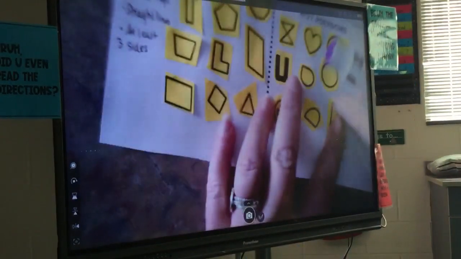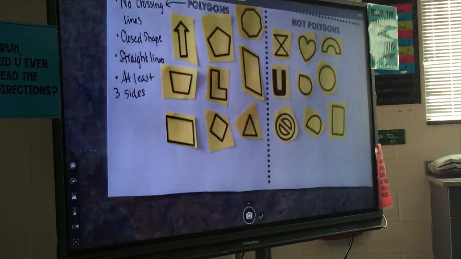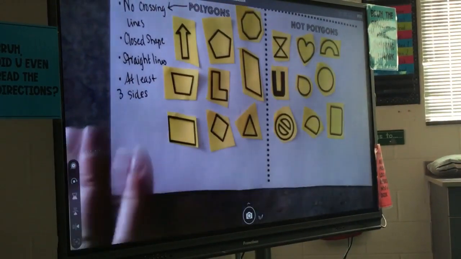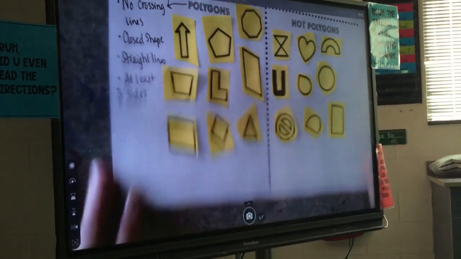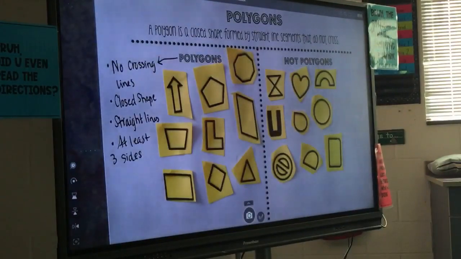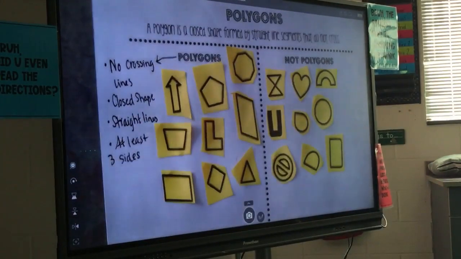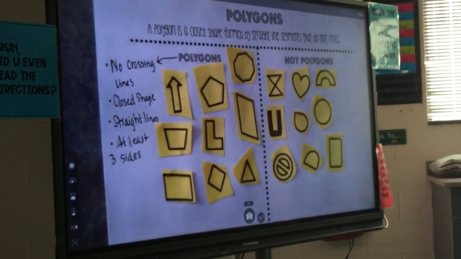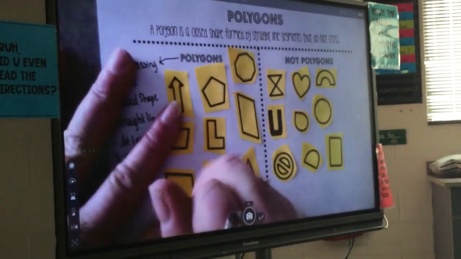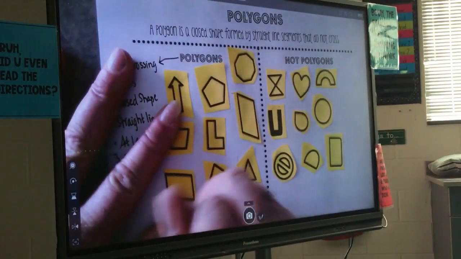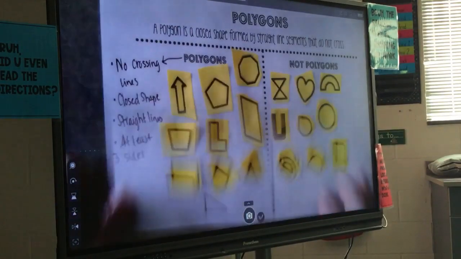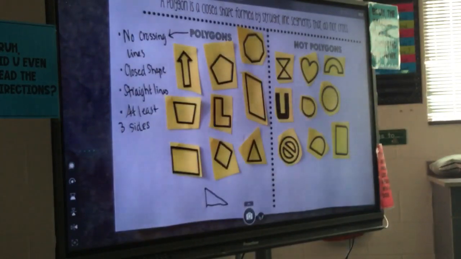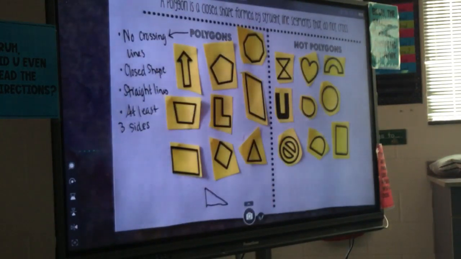All right, so I know that this was a lot of cutting and a lot of mindless work, but it's good to know the difference between a polygon. You're missing a shape. I'm missing a shape. Which one? The triangle. I probably threw it away. Where does it go? Polygons. There you go. But this is good to know essentially what your polygons are and your non-polygons, however you want to say it.